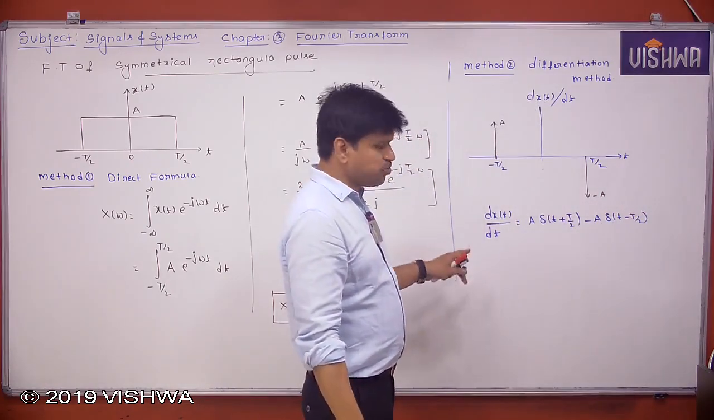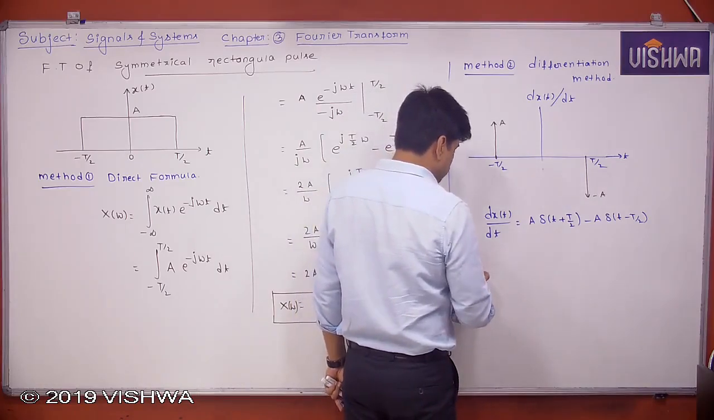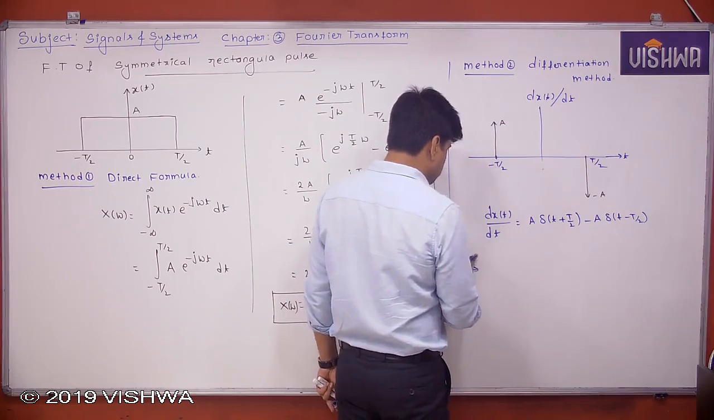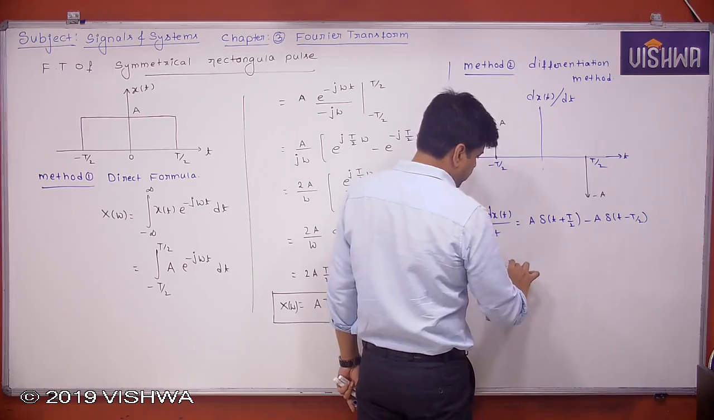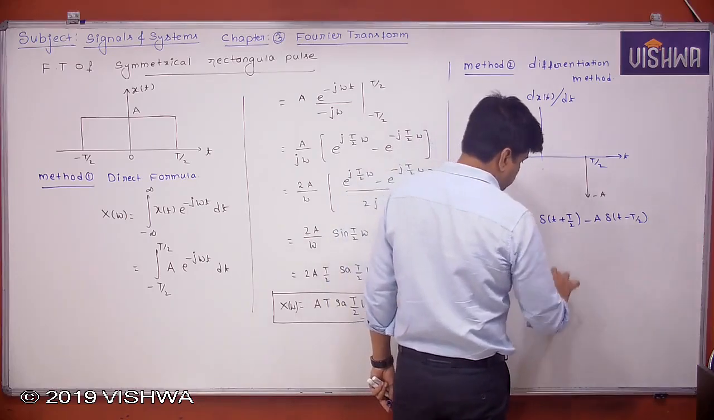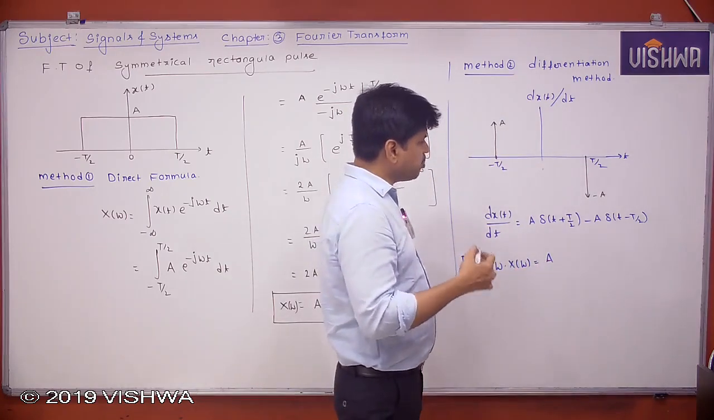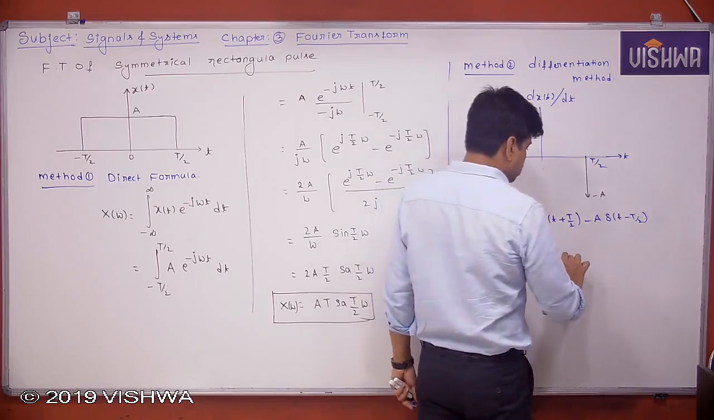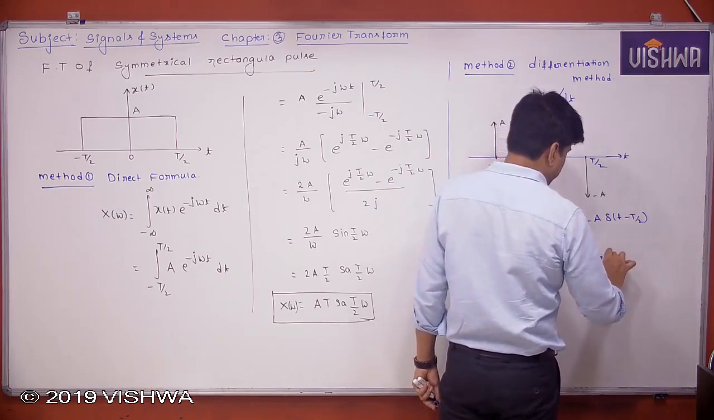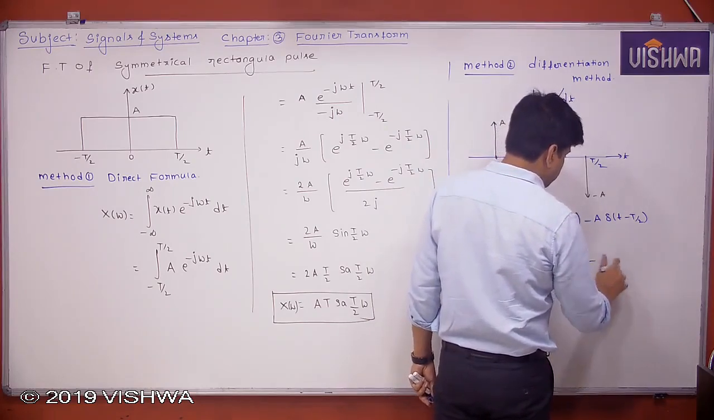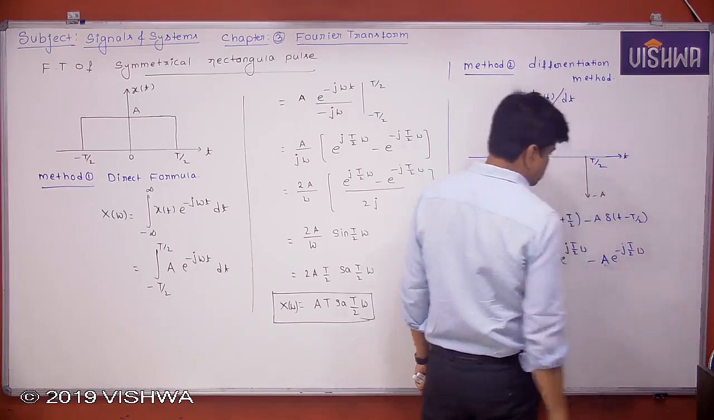Now if I calculate the Fourier transform on both sides, by applying Fourier transform on both sides, then what are we going to get? j omega into X of omega is equal to A. For delta t, it is nothing but 1. What about delta(t + T/2)? This is going to be e power j T/2 omega, minus A e power minus j T/2 omega. This is the way we can get.